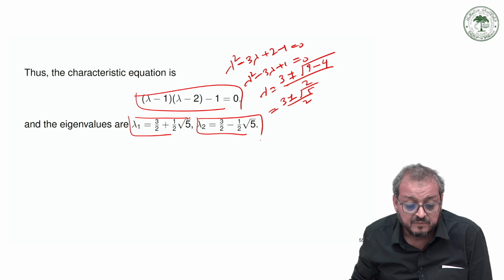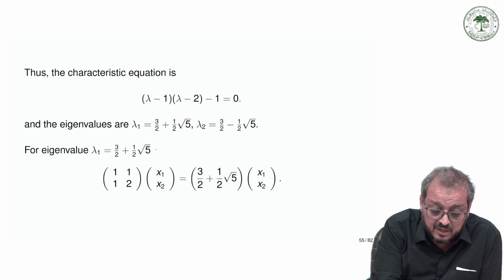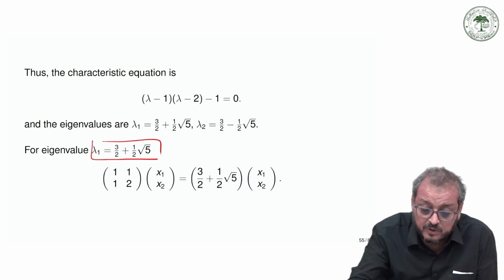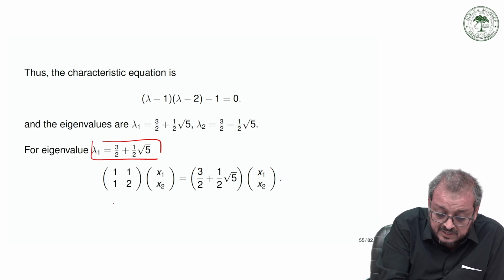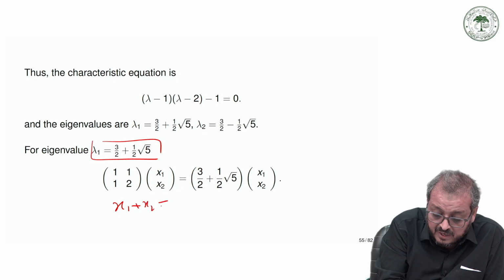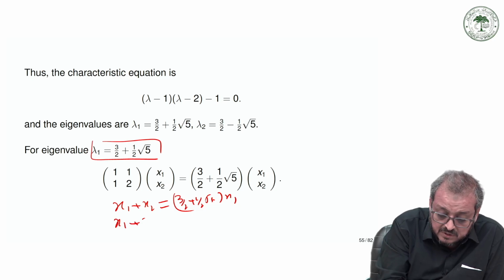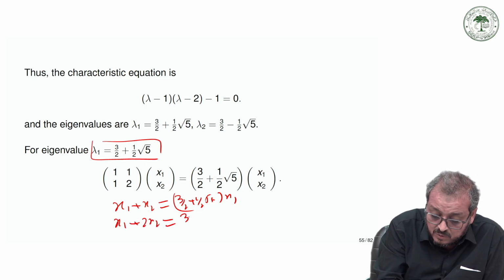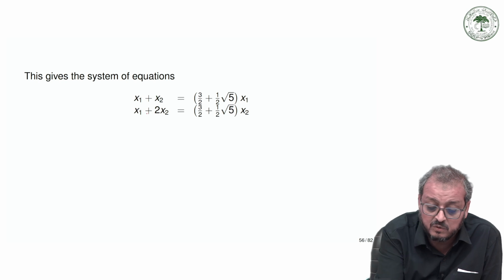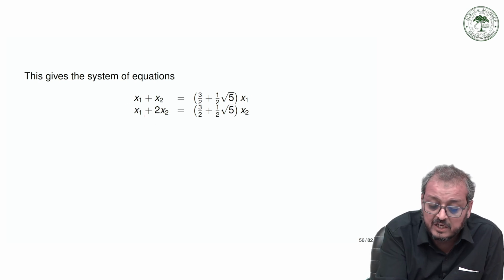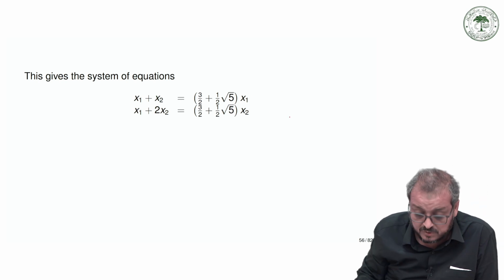Then we can find the eigenvector corresponding to this eigenvalue from the characteristic equation. Corresponding to this, we write this in terms of x1 and x2. Similarly, x1 plus x2 is equal to (3 by 2 plus 1 by 2 root 5) x1, and x1 plus twice x2 is equal to (3 by 2 plus 1 by 2 root 5) x2. We have to simplify this.